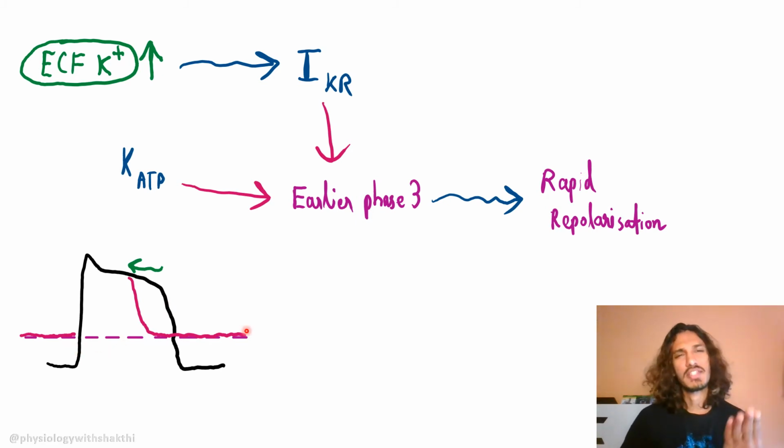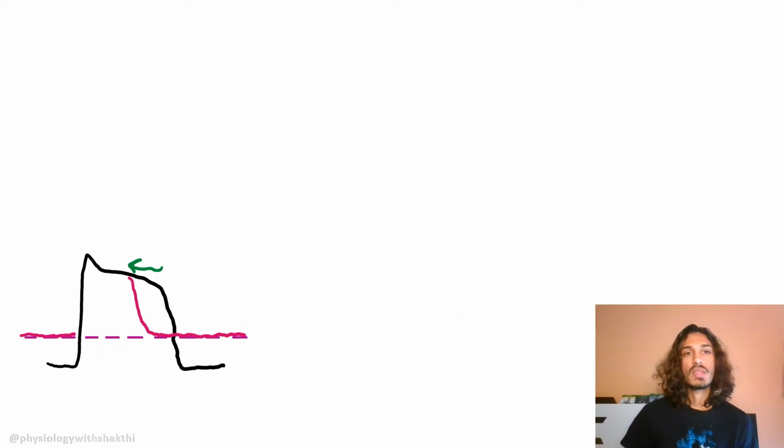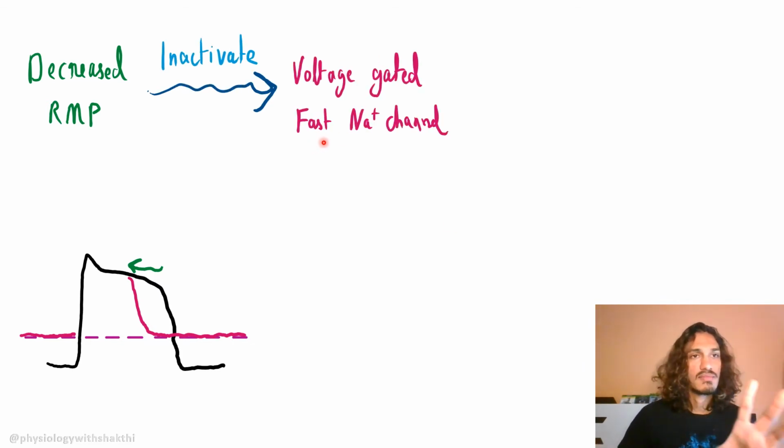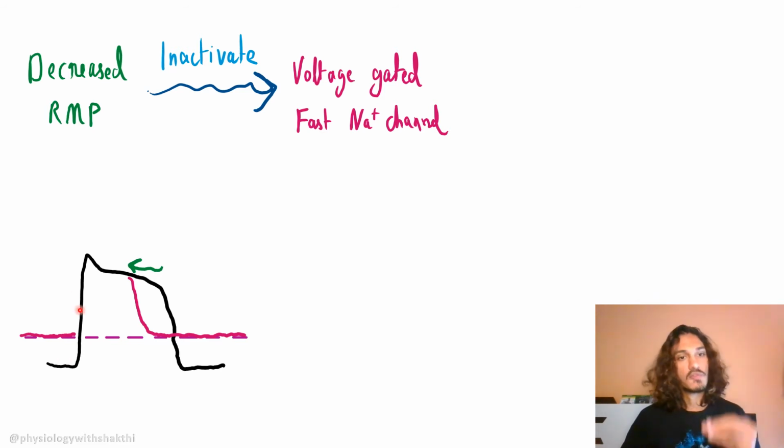Why is depolarization delayed? What is seen is that because of the decreased RMP that we were talking about earlier, the voltage-gated fast-acting sodium channels, which are needed for activation from the threshold, are inactivated because of the decreased RMP. Don't ask me how, I haven't figured it out yet. In case somebody who's watching this video knows about this, please mention it in the comment section.